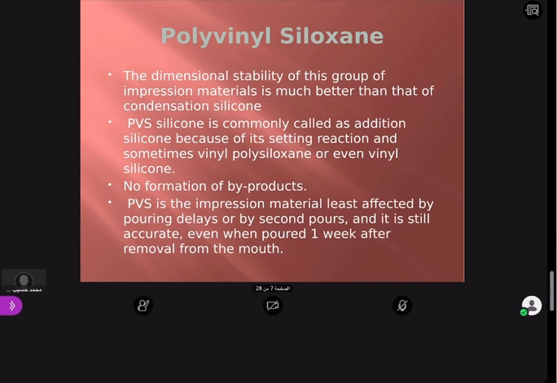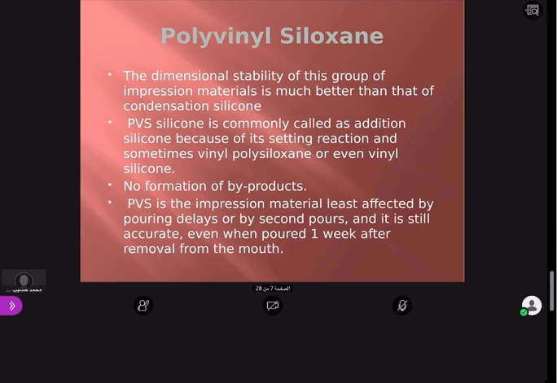So the dimensional stability of this group of impression material is much better than that of condensation silicone. So the first material which we had discussed in the previous lecture is polysulfide. The second material is condensation silicone. Both of those materials have a shrinkage problem, so both are not dimensionally stable.